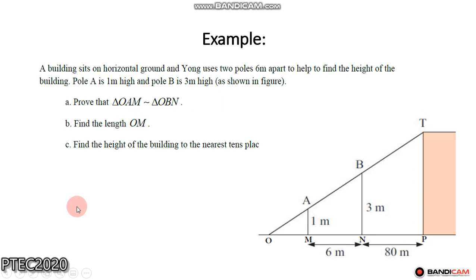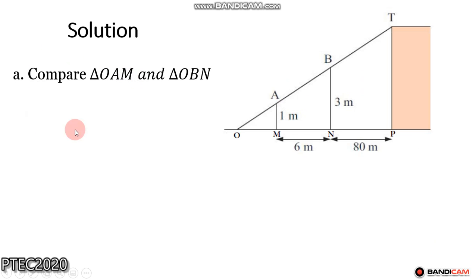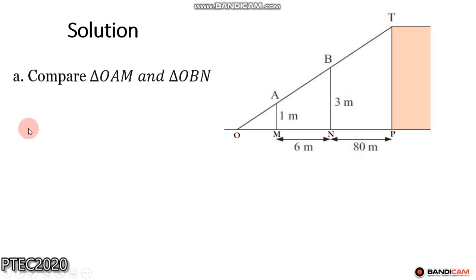So how do we prove that triangle OAM is similar to triangle OBN? Okay, so here we go. Look at the solution together. This is the solution. The question says prove that. So here the answer should start with proof. I'm sorry to make this mistake. It should be proof that triangle OAM and triangle OBN are similar to each other.